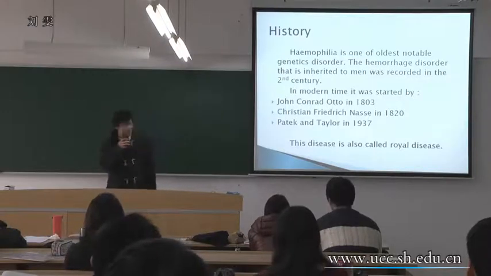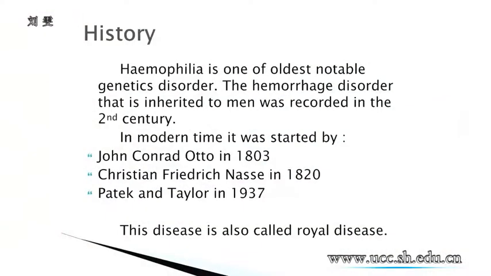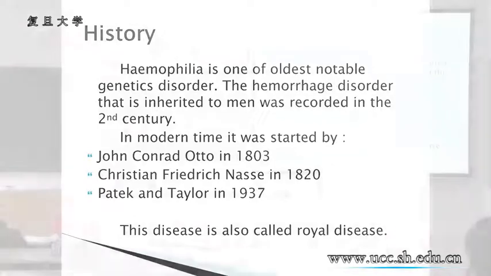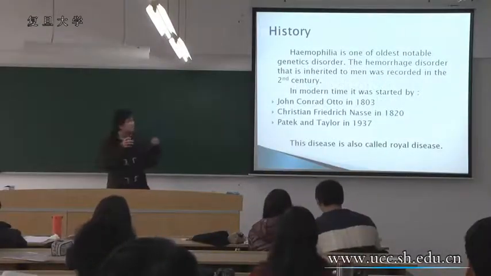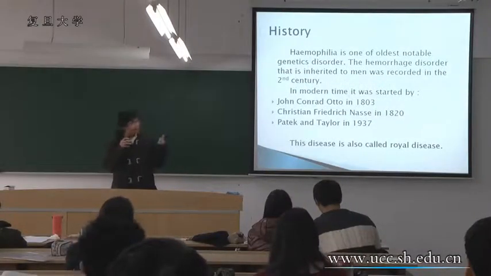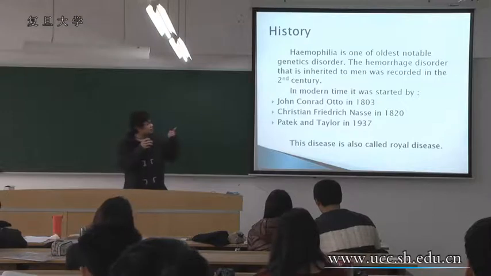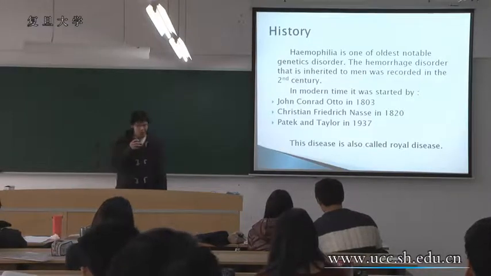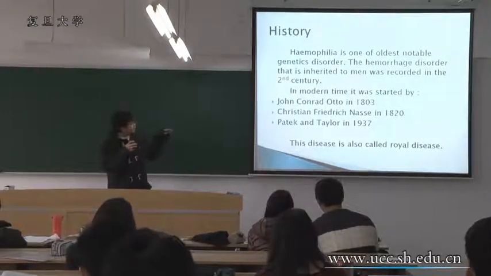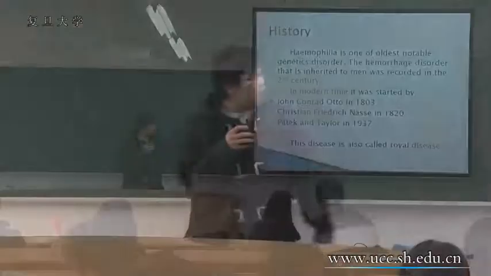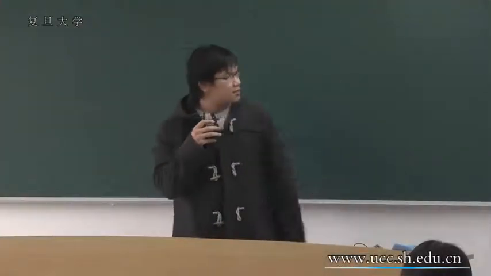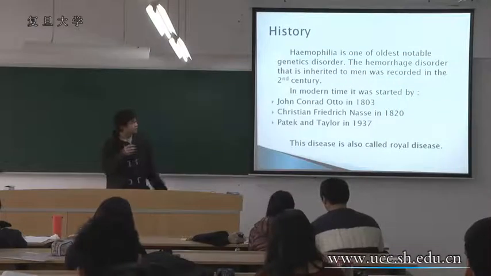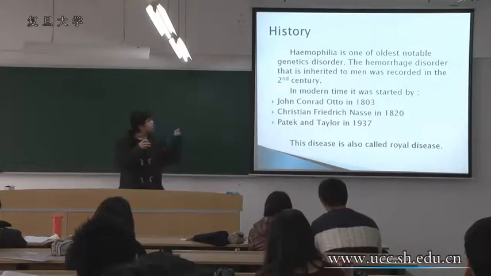The short history. Hemophilia is one of the oldest notable genetic disorders. It was found in the Talmud, the history of the Jews, and it was first recorded in the 2nd century. In modern times, there are still many more people who have researched hemophilia, but I'll just mention these 3.